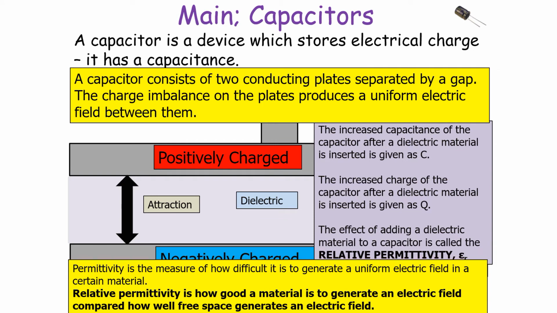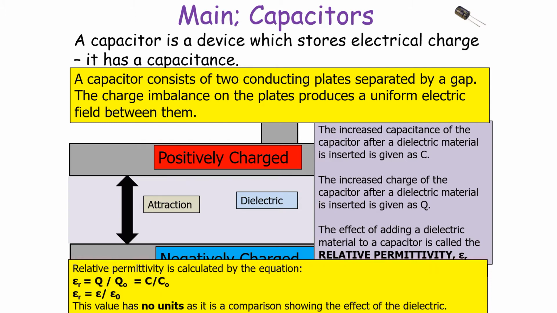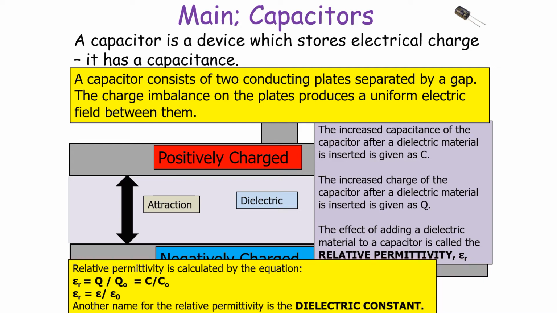Now, the relative permittivity is a measure of how good a material is at generating an electrical field compared to how well free space generates an electrical field. So we can calculate relative permittivity with the equation Q over Q0, C over C0, or E over E0. In all cases, this value has no units as it is a comparison showing the effect of the dielectric. Another name for the relative permittivity is the dielectric constant. It's important to note that the higher the relative permittivity, or the higher the dielectric constant, the better the insulator the dielectric is.